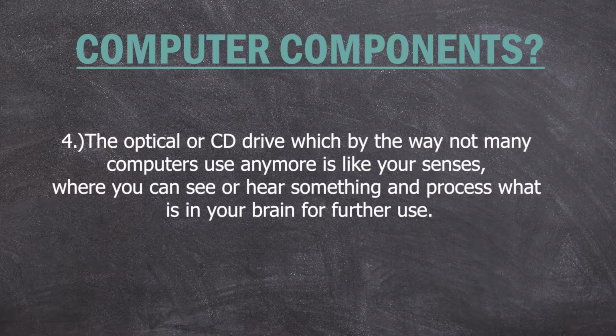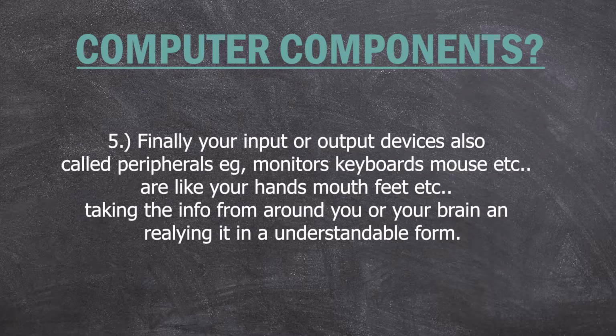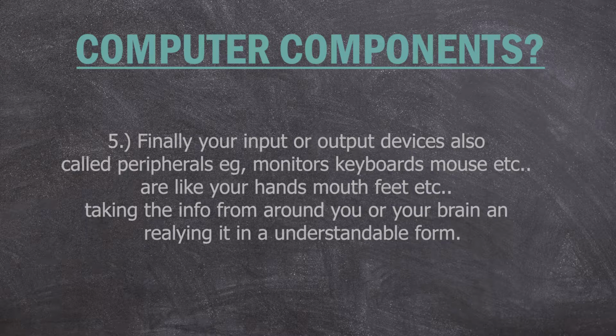for further use. And finally, number 5, your input or output devices, also known as peripherals in the IT field, for example, monitors, keyboards, mouse, etc., are like your hands and feet, taking info from the world around you to your brain and relaying it back in an understandable or easy form.